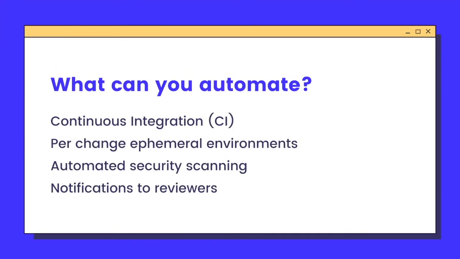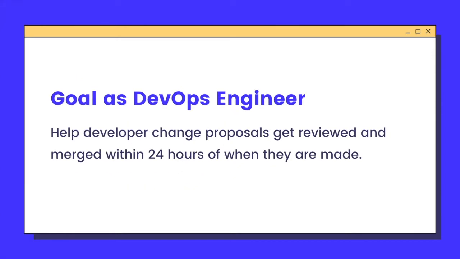So what can be automated for a DevOps engineer? You can automate things like automated test running per change, ephemeral environments, automated security scanning, notifications to reviewers, getting the right people to review it at the right time. And the end goal of all of this automation is that a developer should be able to propose a change and get it merged the same day they propose the change. That's a huge organizational benefit because it means that critical bugs can be very quickly fixed and merged and deployed without needing a special process. And it also means that developers aren't bogged down in bureaucracy. They can propose changes.